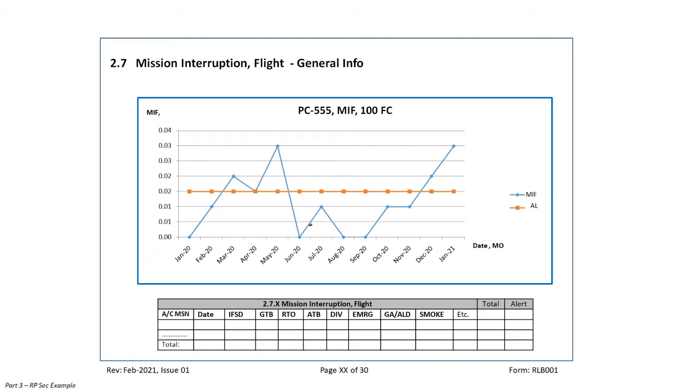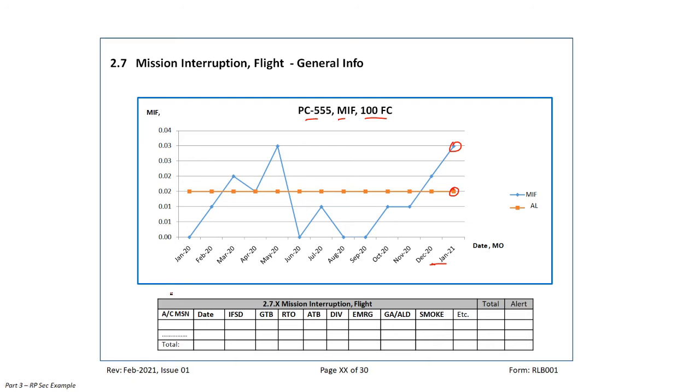Anyway, let's now start today's presentation, which is mission interruption flight. I'm going to keep it a little bit simple, and let's start from the graph. What we have here: PC55 is the aircraft model, mission interruption flight per 100 flight cycles per month. The reporting month is January 2021. We have the mission interruption flight trend line and alert level.